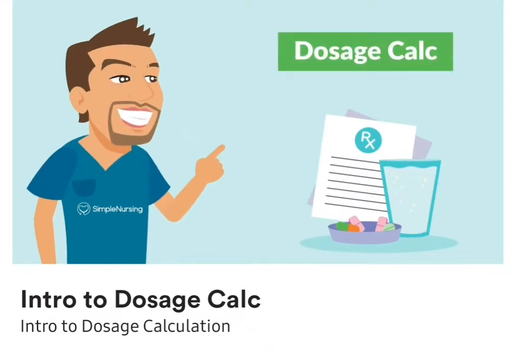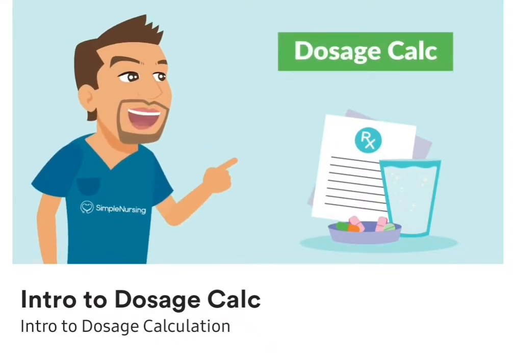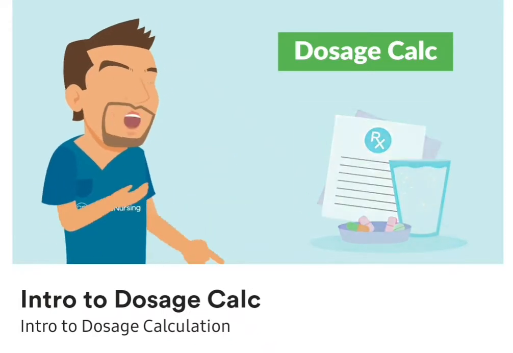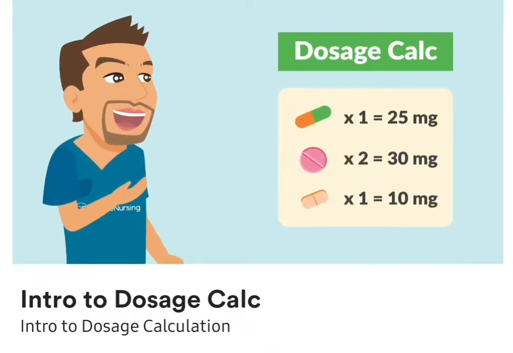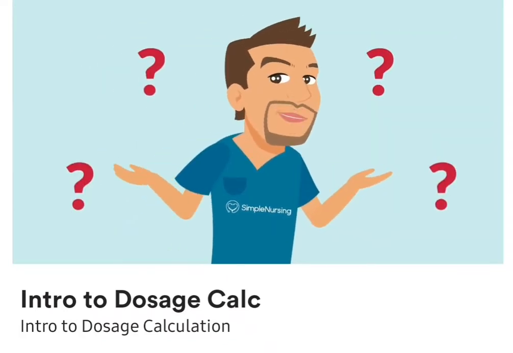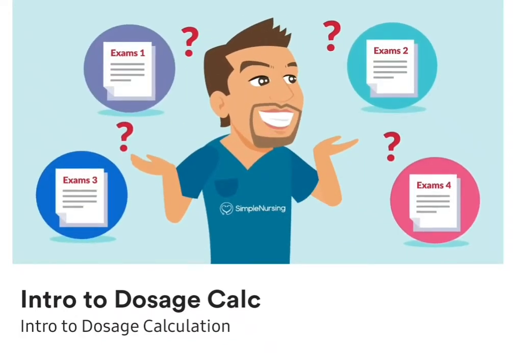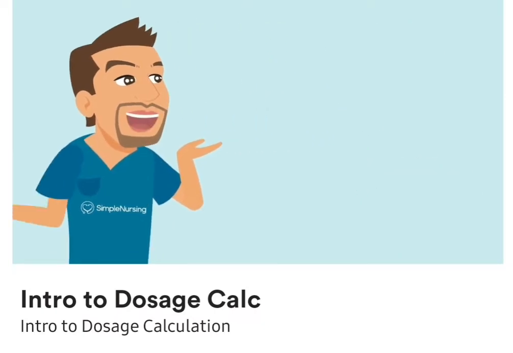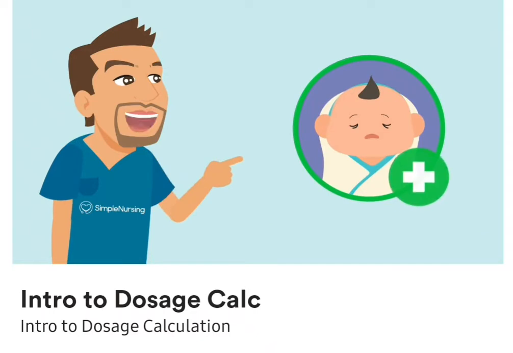Well, it's simply a way to calculate the right dosage of medication to give to a client. It's used to determine the right amount of medication based on the client's needs. So why is it so important? And why do nursing schools make you take an exam each semester for dosage calculations? Well, the main goal is to keep clients safe.